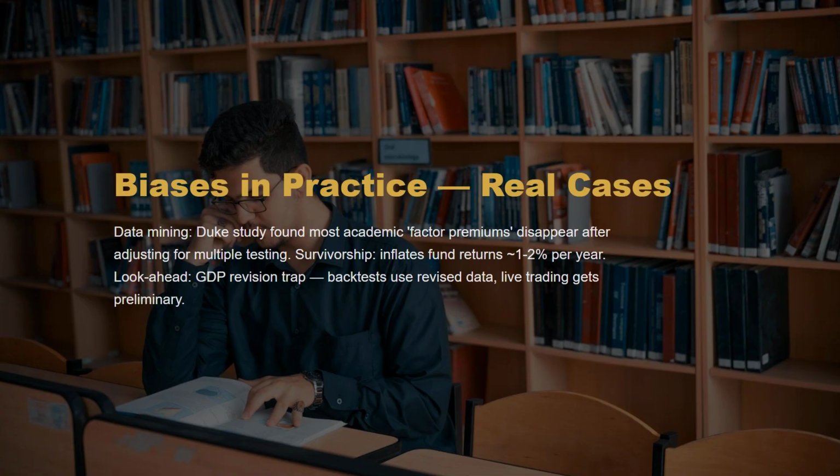Survivorship bias has been estimated to inflate historical mutual fund returns by about 1 to 2 percentage points per year. The Morningstar database, widely used in research, now includes dead funds specifically to combat this bias. Look-ahead bias was famously exploited by traders who used preliminary GDP estimates in their models, not realizing those estimates get revised months later. The backtested strategy used the revised final numbers, but in live trading, only the preliminary numbers were available. This strategy failed live.